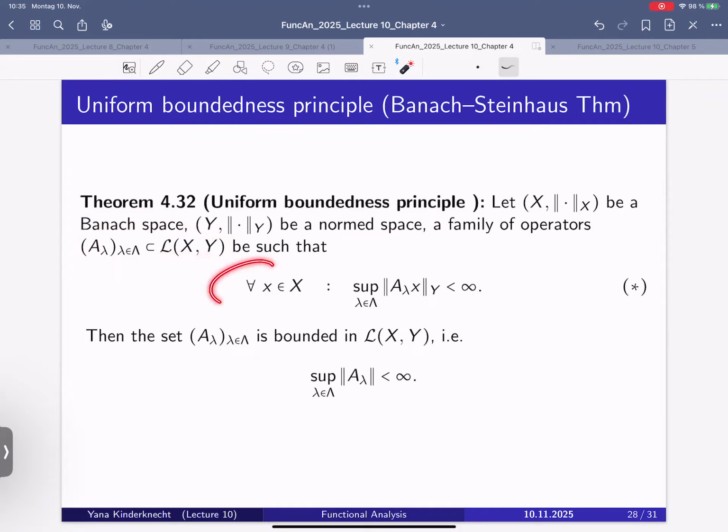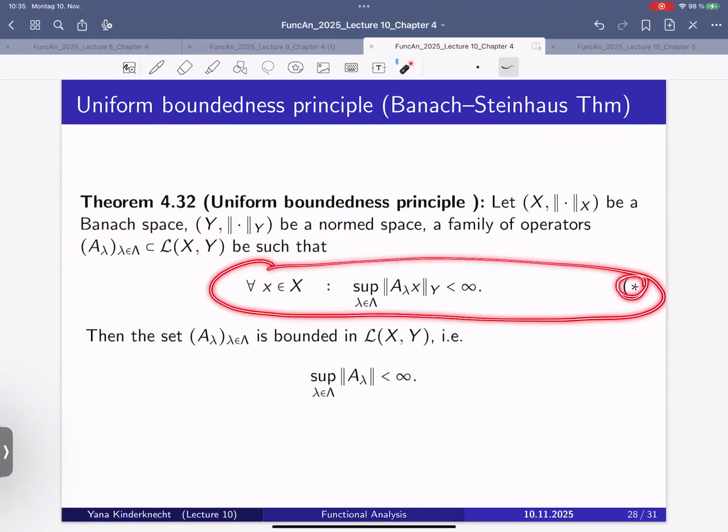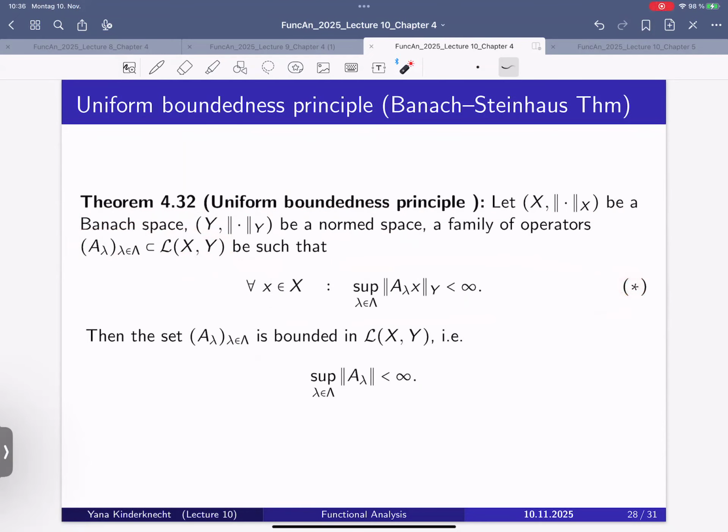So we assume that the following holds. Sorry, it's again a star, but it has nothing to do with the previous star. I hope you survive my numeration of formulas. So, what holds? For each fixed point x of our space X, we have this estimate. We evaluate each operator of our family at this point x, consider the norm of the result in Y, and take the supremum over all operators. Such a supremum is finite, and this estimate holds for each fixed point. So it's like a pointwise uniform boundedness of the family.